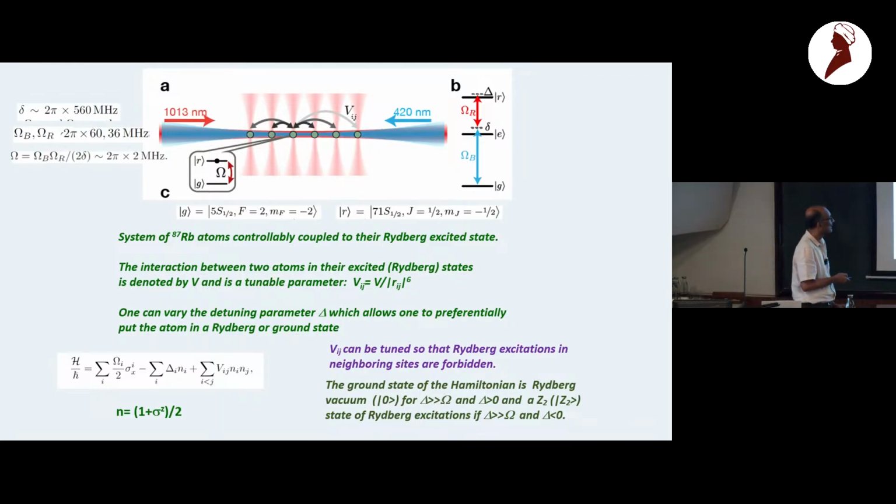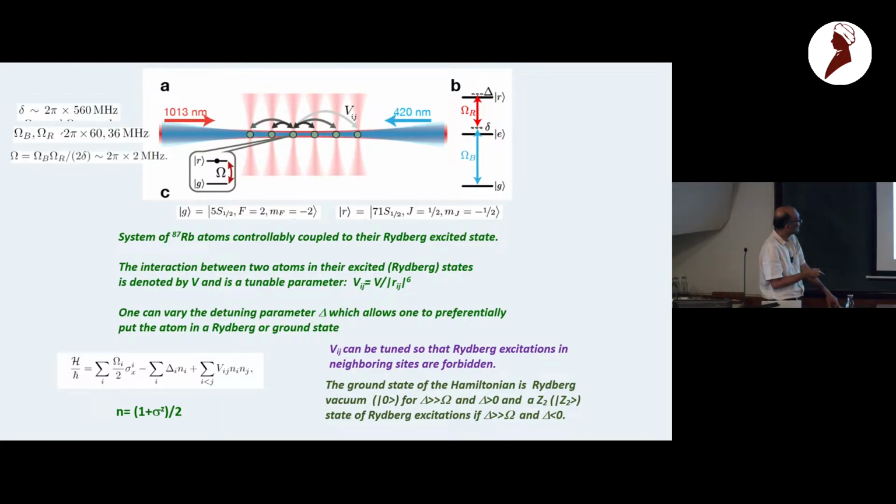But these Rydberg states have another essential property: if you have two atoms in nearby Rydberg states, the interaction between these two atoms essentially goes as a 1 over R^6 potential, and this V is the amplitude of this interaction, which is a tunable parameter in experiment. And also one can vary this detuning. And apart from this, there is another term which is a spontaneous emission or excitation because of these lasers from the ground state to the Rydberg state.